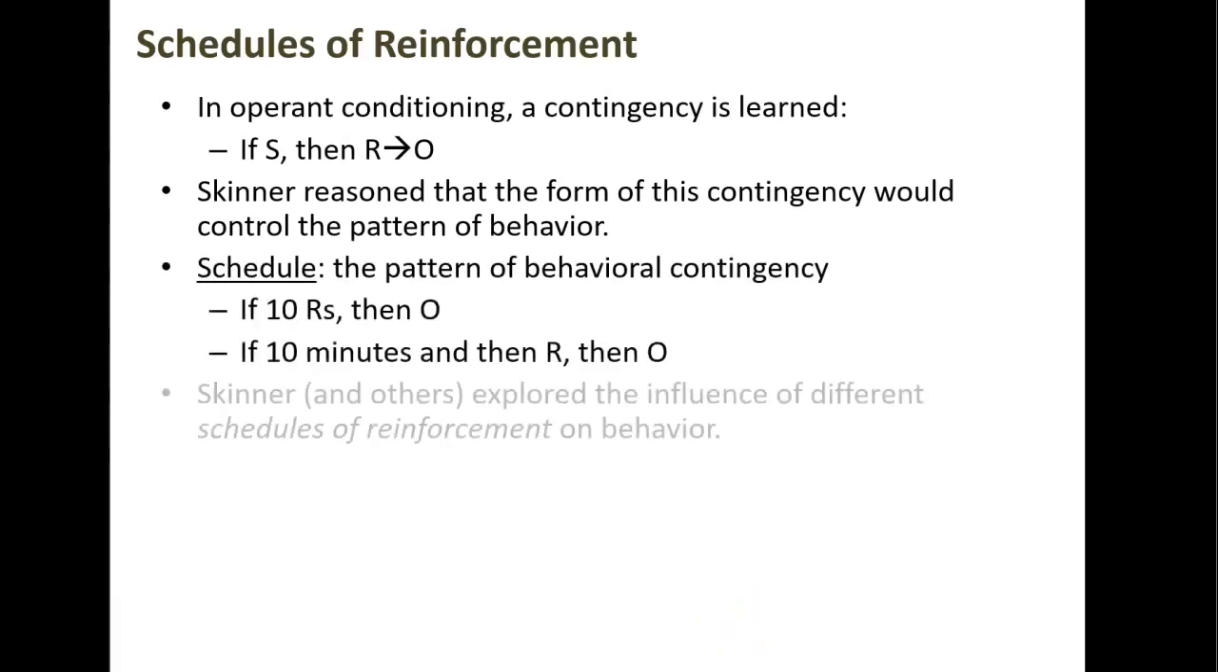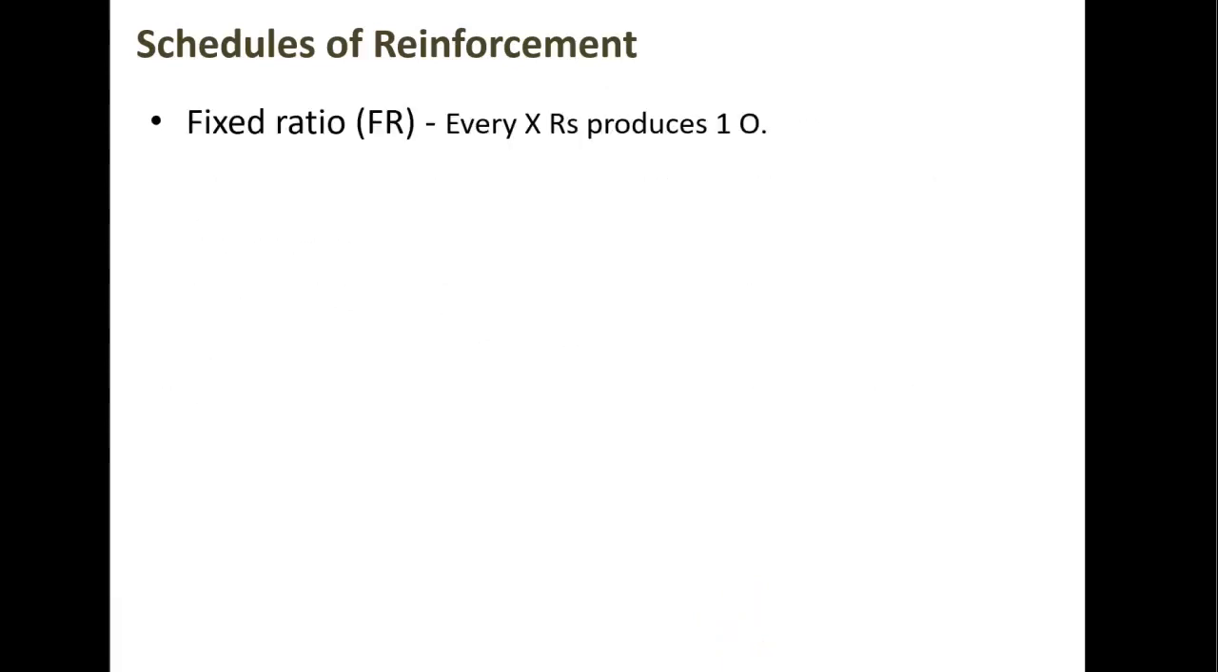So there are 4 schedules, and I want to go through these because I think they're a little bit confusing the way they're presented. There are 2 main kinds: ratio, which are based on the number of responses, and interval, which are based on time since the last response. Both of these, ratio and interval, can be either fixed or variable.